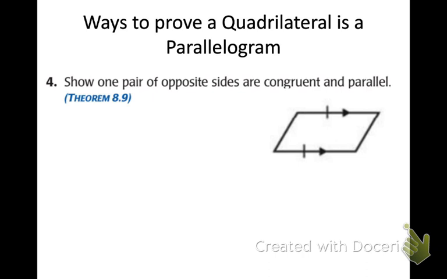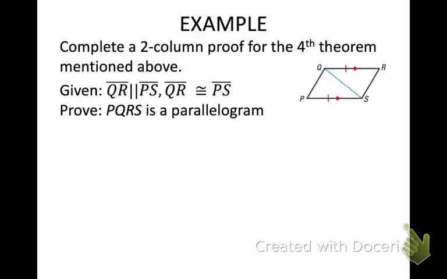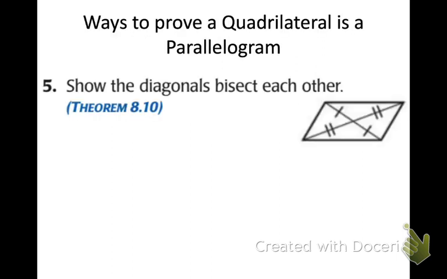All right, and then the 5th one gets us to our diagonals. Any guesses what I was going to say? Show diagonals bisect. Good. All right, so number 5. Oops, come back. Hit too many times. Show the diagonals bisect each other.